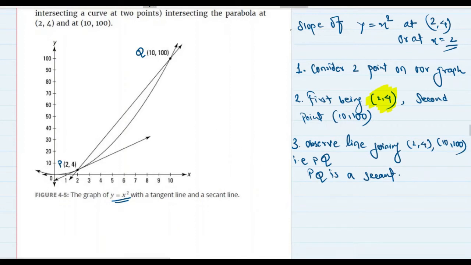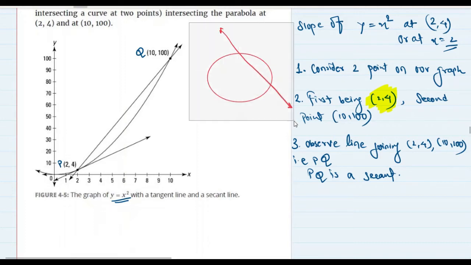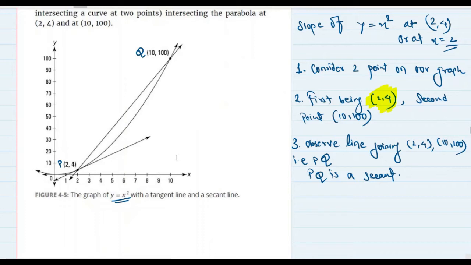Basically you have a circle or any curve, and a secant is a straight line which cuts the circle at two exact points, or which cuts any curve at two exact points. So PQ here is the secant because PQ is cutting this curve, this function at 2 points, that is 2 comma 4 and 10 comma 100. So PQ is a secant.